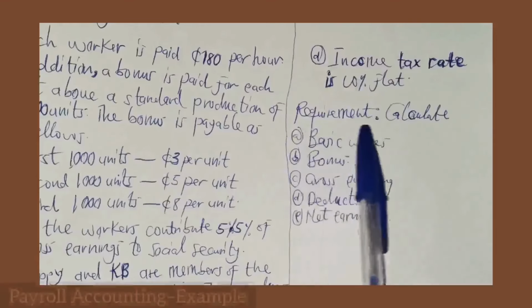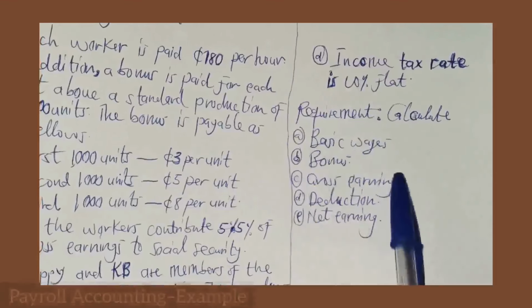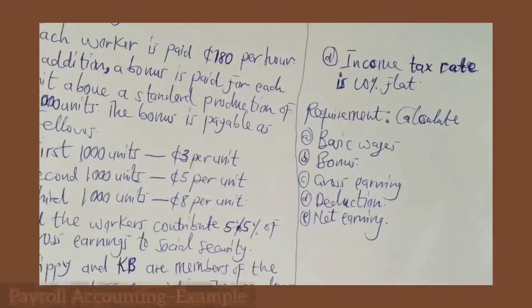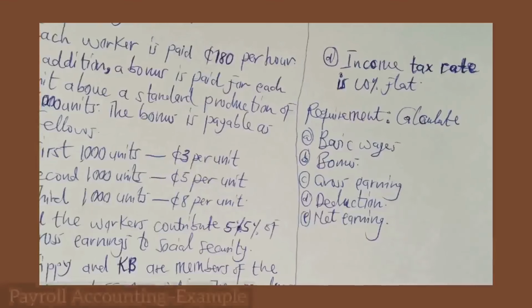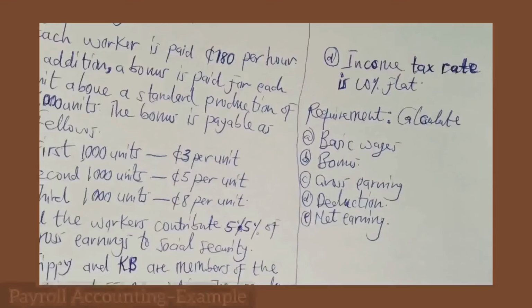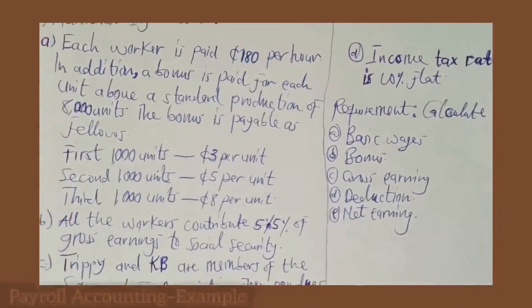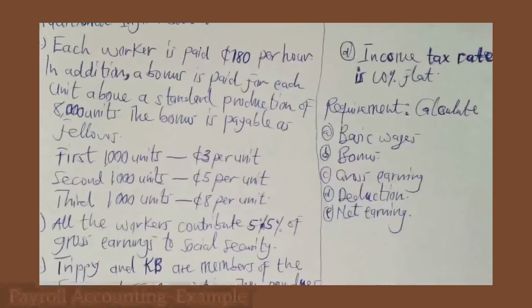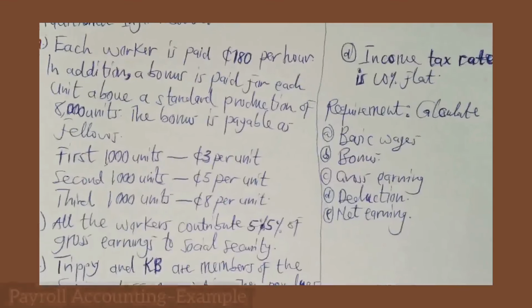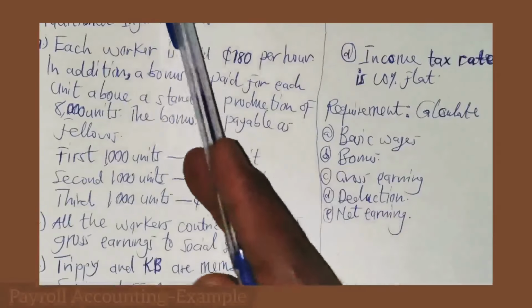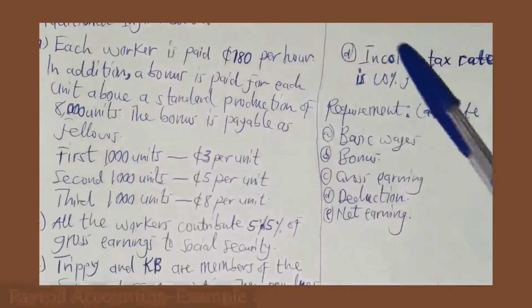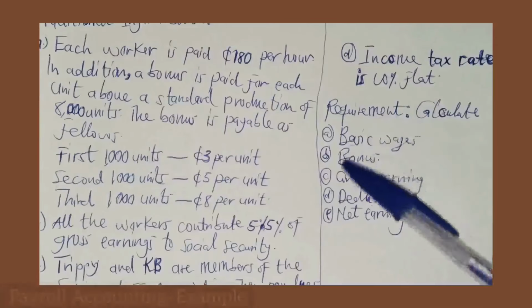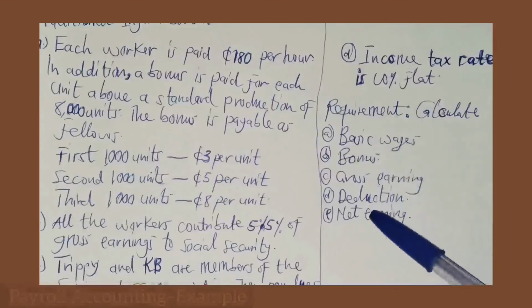So the requirement: calculate the basic wage, bonus, gross earnings, deductions, and then the net earnings or the take-home pay, as you know. So this is our question and we are going to tackle it. Just be with us so that we move through this question. Because we are going to calculate these items for all 5 employees, take note, we need a table, so that we can fill each column against the requirements, so that it can easily be done for us. So let's get onto our table so that we fill it.